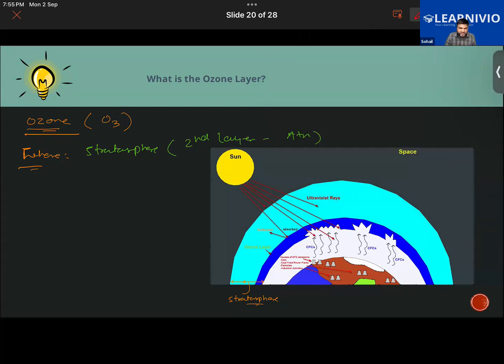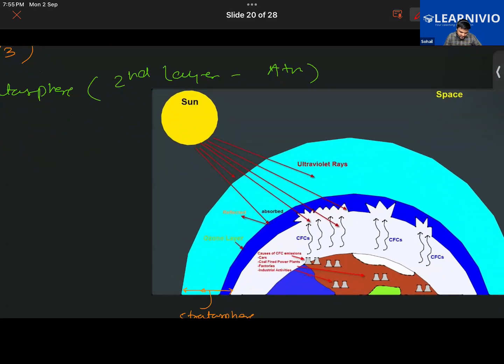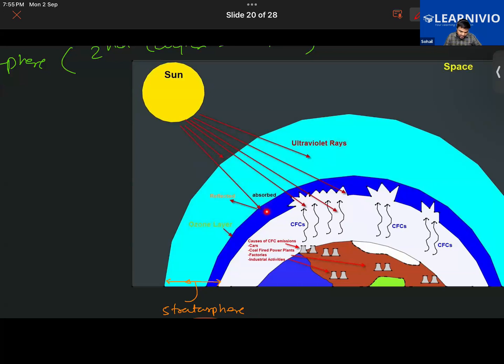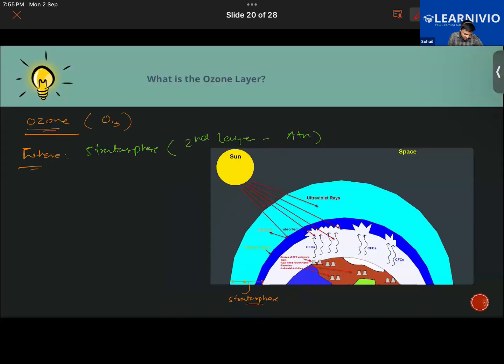Talking about its function, what function is performed by it. The gas present in the ozone layer basically prevents the dangerous ultraviolet rays of the sun from reaching the surface of the earth. That is its function. As you can see over here, some of the ultraviolet rays are absorbed and some are reflected as well. So its function is to absorb ultraviolet radiation.